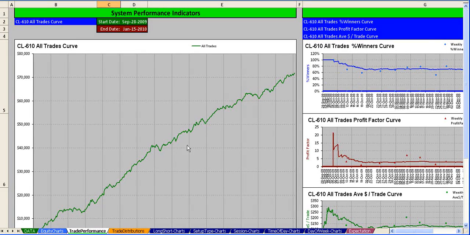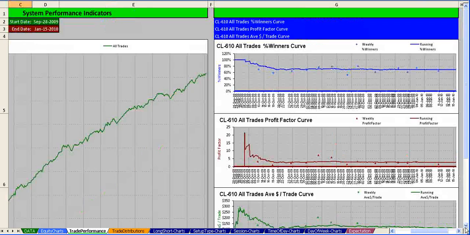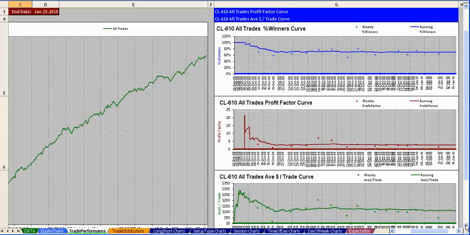I could then click over on the Trade Performance tab and I can see a really nice equity curve here, and over to the right these are some very nifty little studies too, because what these are running equity curves of our winning percentage, our profit factor, and our average dollars per trade. And notice after we've reached about 75 to 100 trades, the system finds stability and starts to flatline like this. This is actually very good.